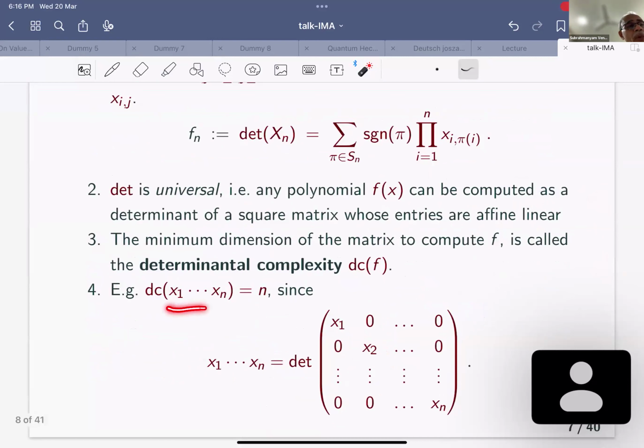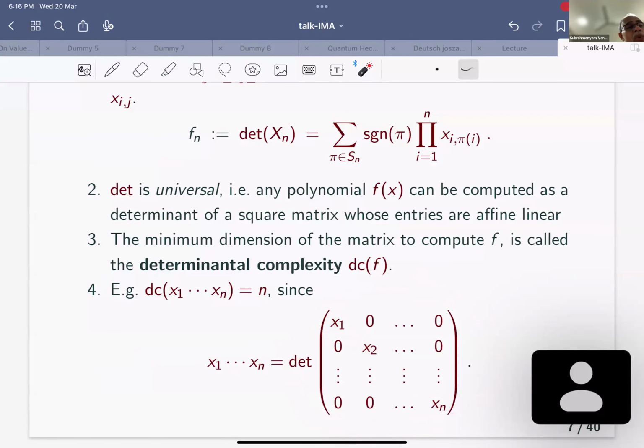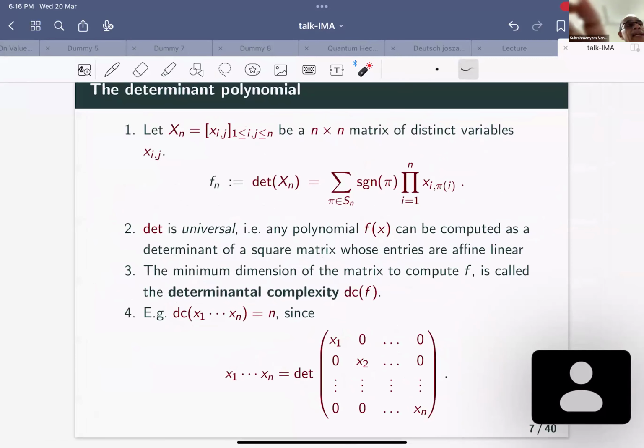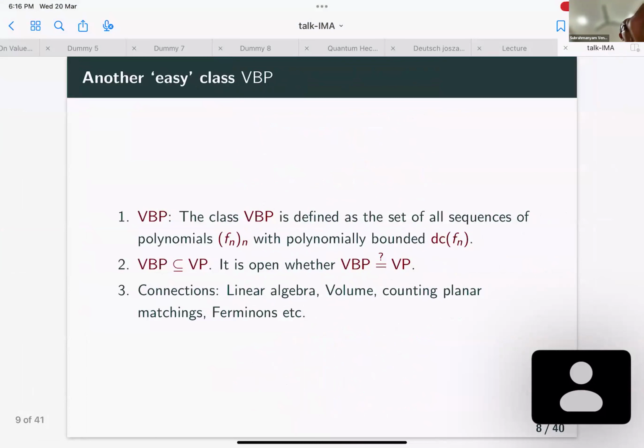For example, if I look at the polynomial x1 times x2 times xn, of course I can write down a diagonal matrix where the variables appear. To compute this polynomial, for every n, the determinantal complexity is n. So an n by n matrix will do it. So determinantal complexity is important, and that gives us another complexity class, which is called VBP in complexity theory. That is not so important actually.